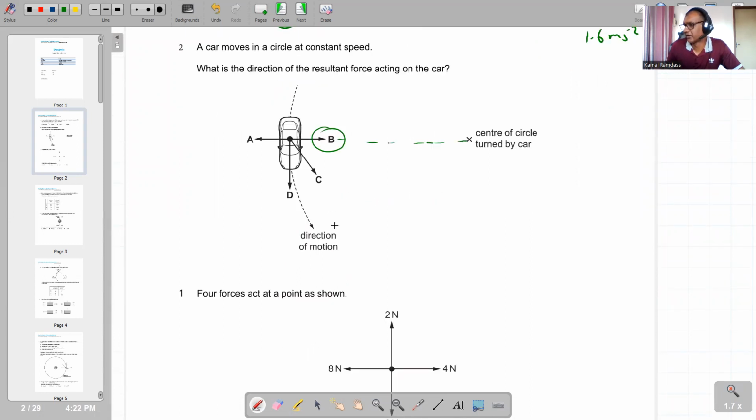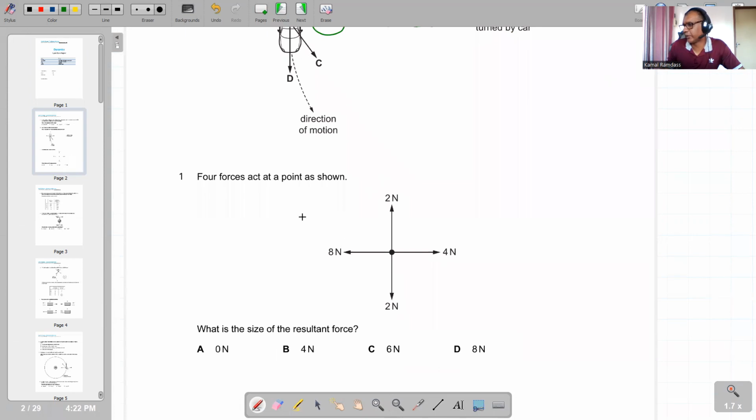B. Four forces act at a point are shown. What is the size of the resultant force? Ça deux la force à cancel. They are directly opposite and equal to each other. Et ici, il pour 8 Newton moins 4 Newton, il pour 4 Newton in the west direction.